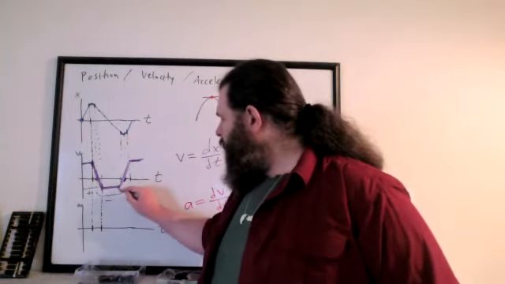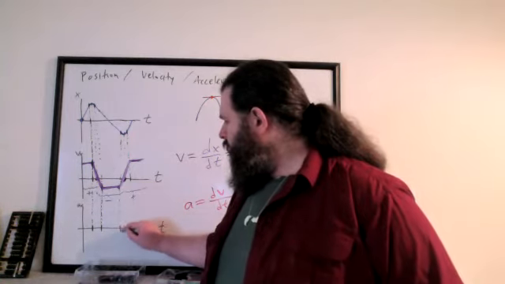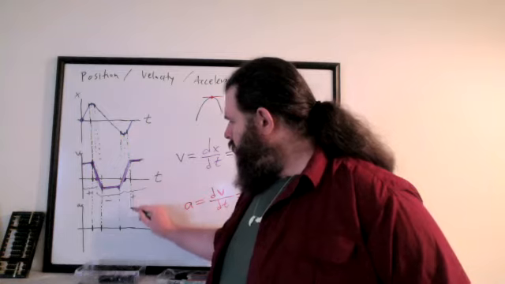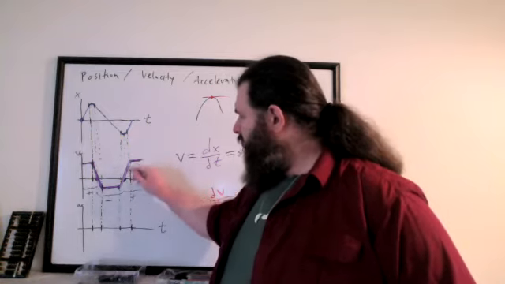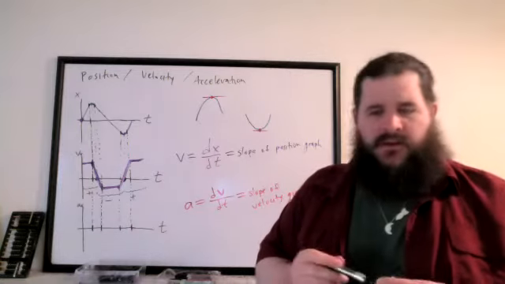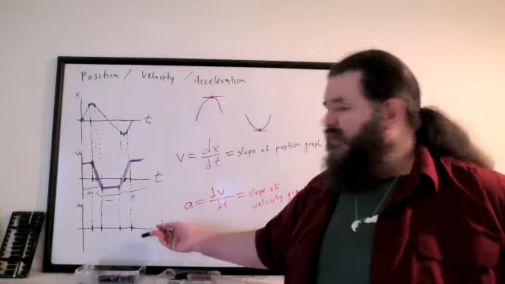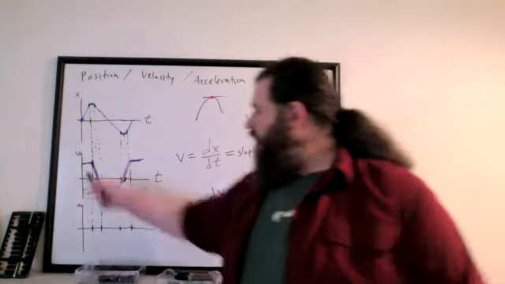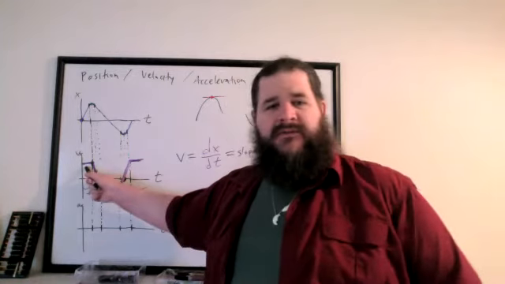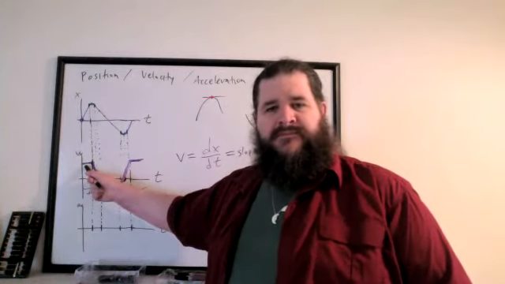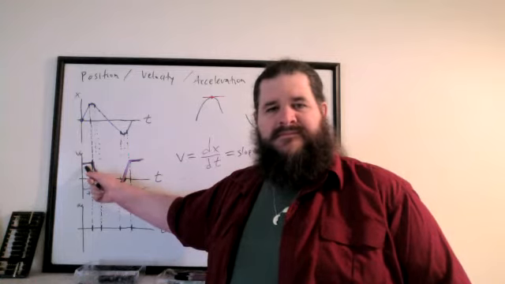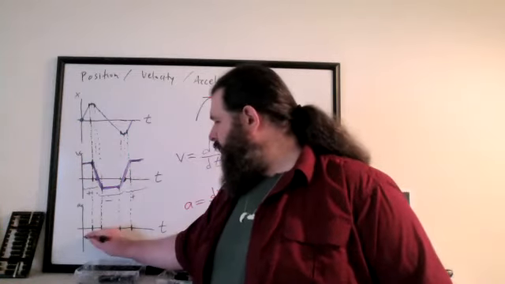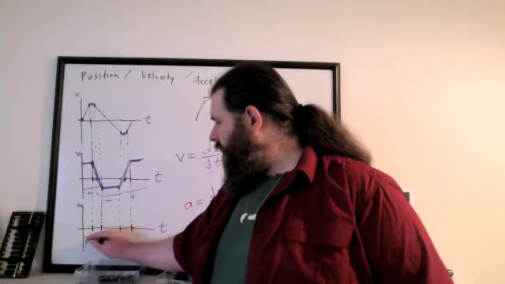Then from here to here, we've got just a flat line. From here to here, we've got a straight line. From here onwards, we've got a straight line. So we can now figure out where the acceleration is going to be positive or negative based on the slope of the velocity graph. For instance, in this section, what's the slope of the velocity graph? Zero. Yeah, this whole section is 0 slope, and therefore it has to have 0 acceleration.